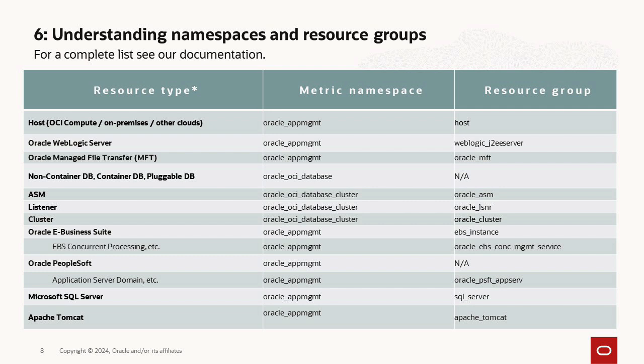Now, Oracle database metrics are stored in Oracle OCI database namespace. But if it's a listener, ASM, or other cluster Oracle database resource types, it's going to be in the Oracle OCI database cluster namespace with the corresponding resource groups. We've got a whole list of these namespaces and resource groups in our documentation, so if you want to know more, that's where you can go.